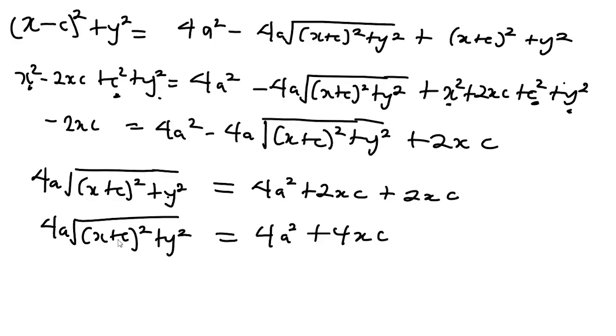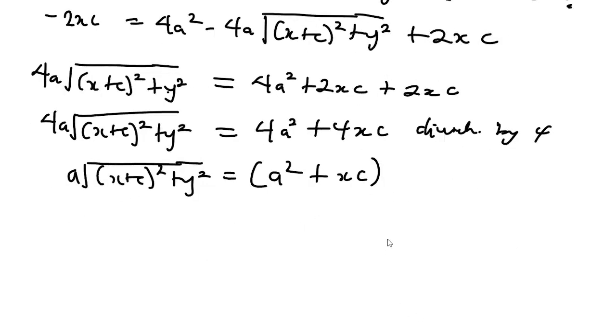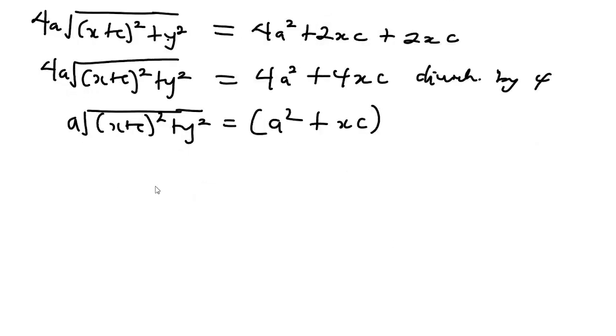Now to make it simple for us, we can divide through by 4. So this is going to give us a root of x plus c all squared plus y squared equal to a squared plus xc. Alright. Now still we have our square root there. So let's square again. So we square both sides again.